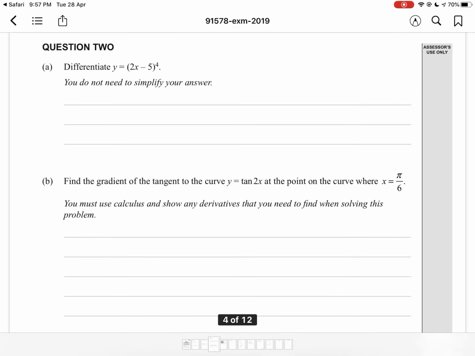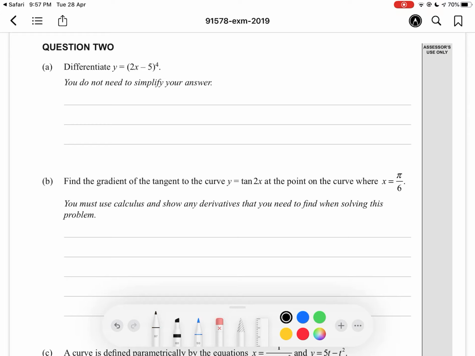Alright, for question 2 now. Question 2: differentiate y equals (2x minus 5) to the power 4. For this question, we're going to be using the chain rule again. So we're going to bring the 4 down, then bring the power down by 1, and then multiply it by the derivative of the inner function.